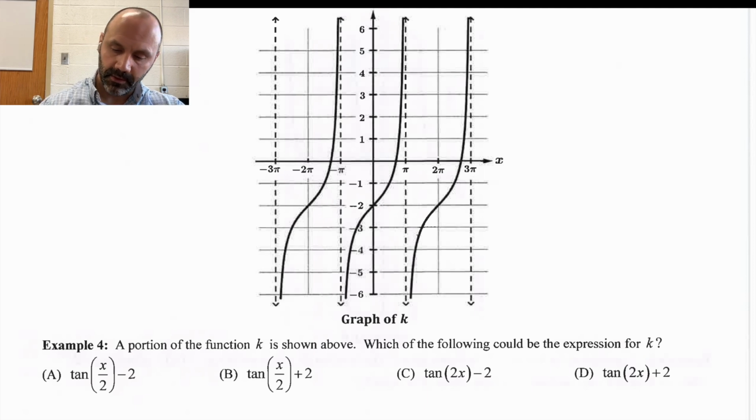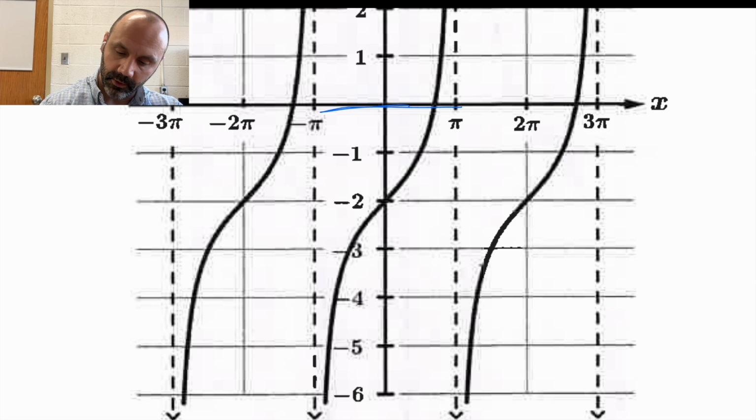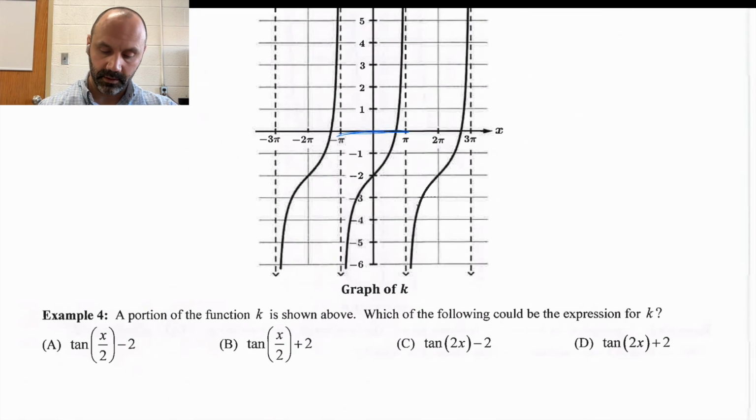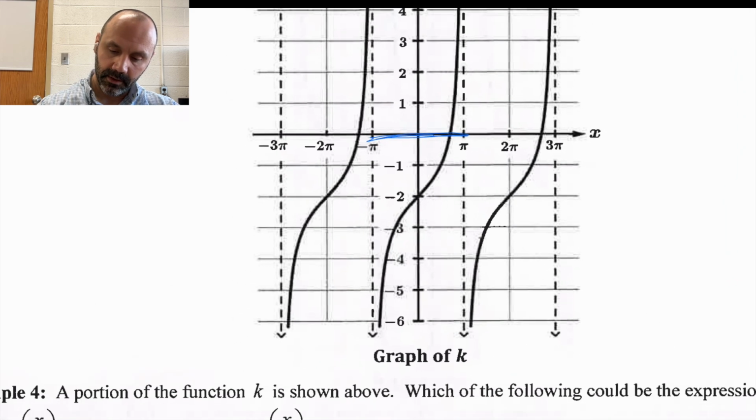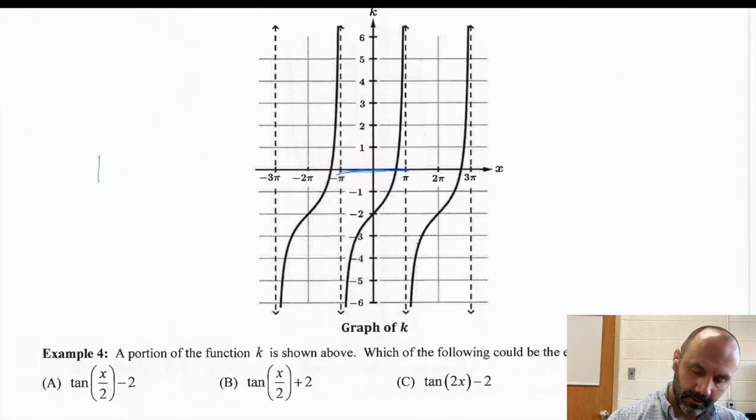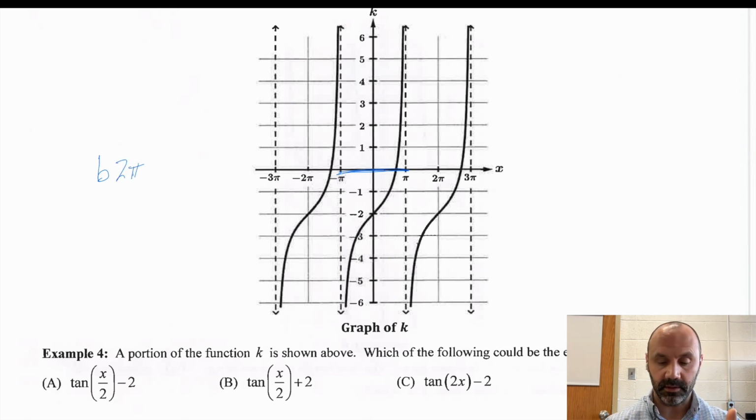So here we look, and this one actually has a period of 2 pi. We notice it goes from negative pi all the way to pi. So that's a period of 2 pi. And so what I have here is that b times 2 pi, because that's the period I have here, should equal pi. Right?